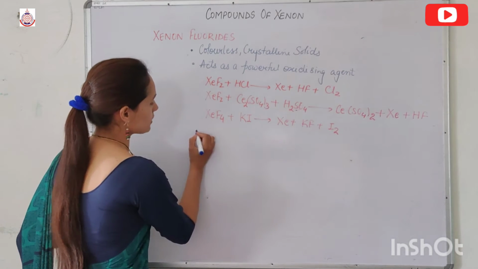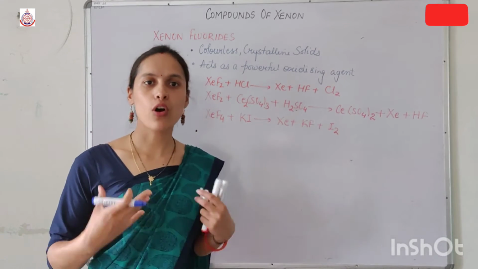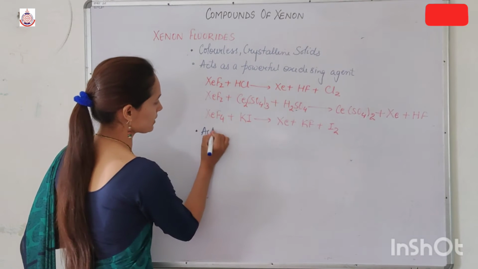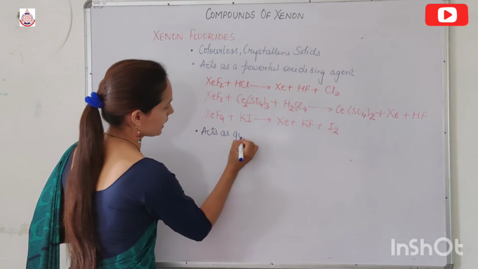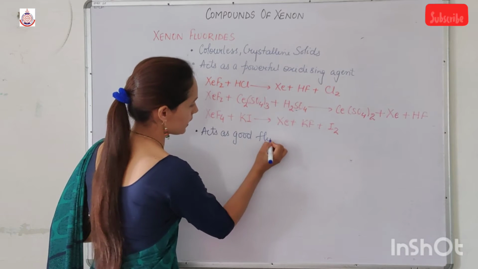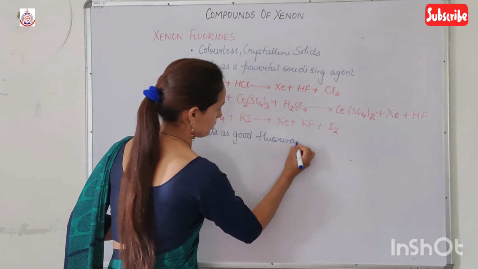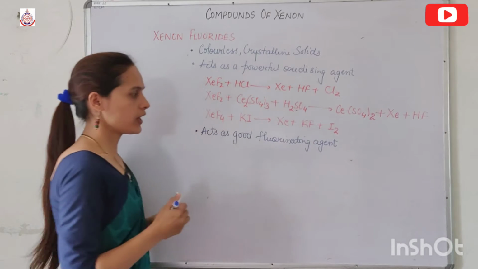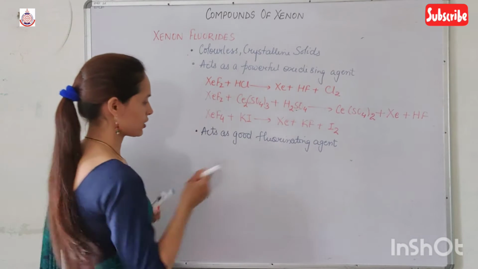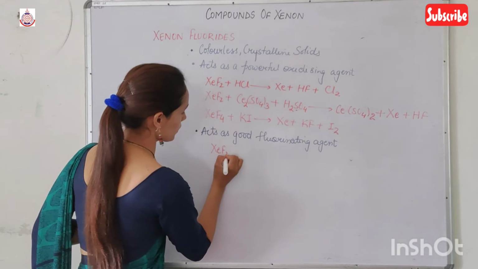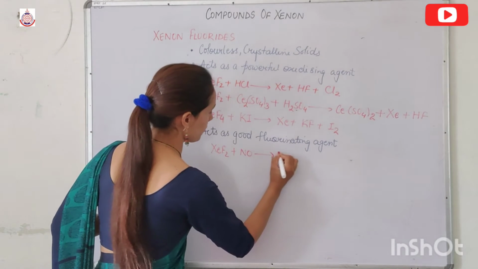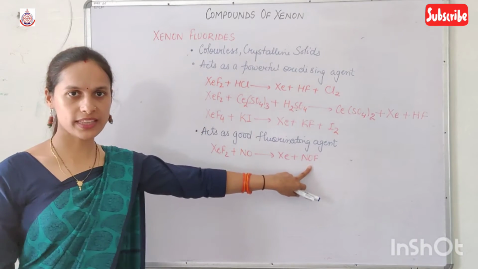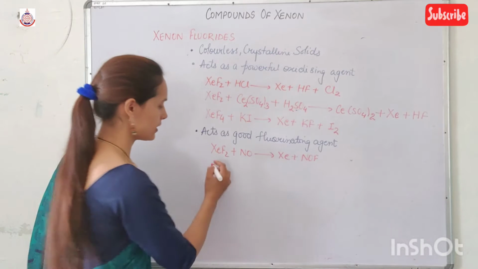Besides being powerful oxidizing agents, these fluorides also act as good fluorinating agents. For example, if I write a reaction like XeF2 reacts with NO to form Xe plus NOF. So there is addition of fluorine, that's why it is a good fluorinating agent.